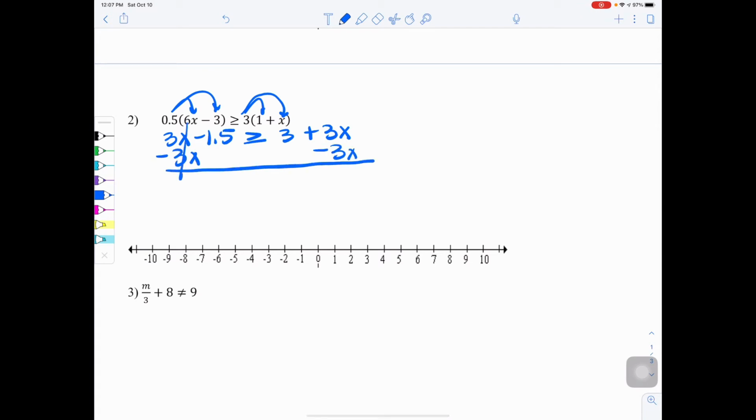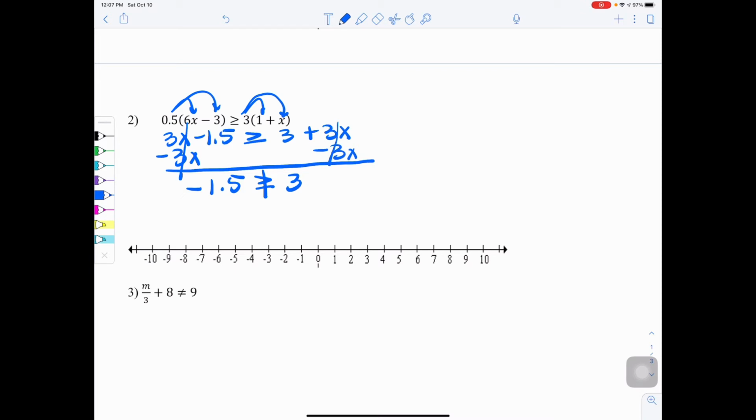And what's going to happen is our x's are going to be eliminated, and we have negative 1.5 is greater than or equal to 3. Is that a true statement? Is negative 1.5 greater than or equal to 3? It is not. So we're going to slash it, and that counts as my inequality.